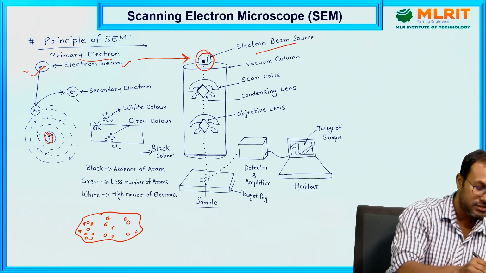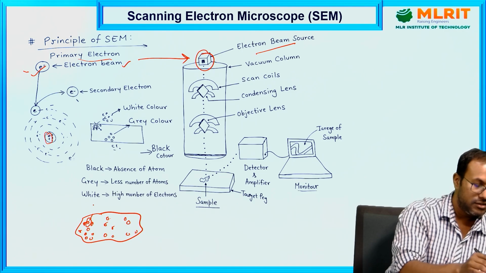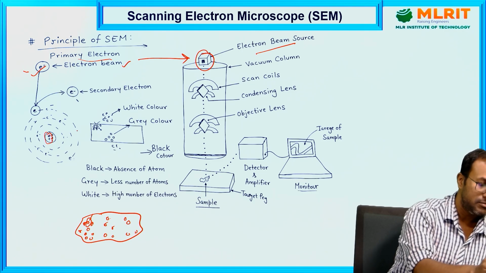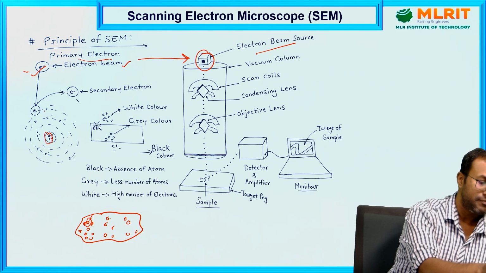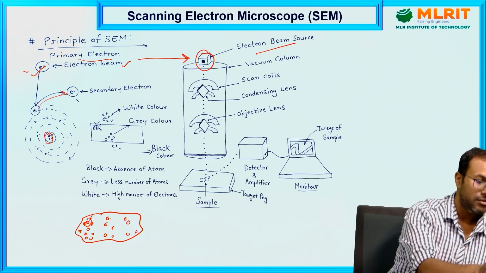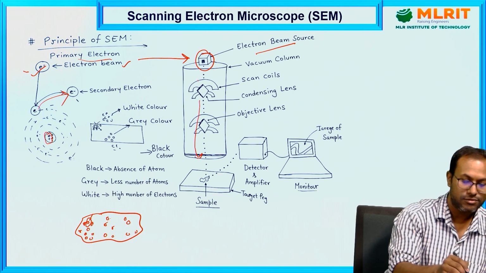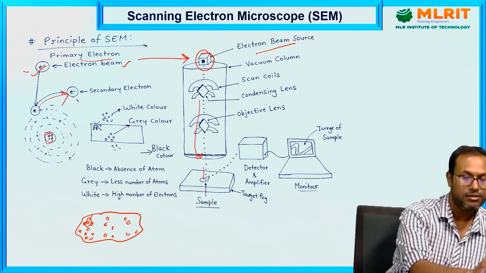Now suppose one of the atoms is there, okay, this is the atom we target. It has a nucleus, and electrons revolving on different orbits. Now these primary electrons come and fall on this atom, and after absorbing them, electrons come out, okay. So the primary electrons come, pass through the lens, fall on the sample, and after that the electrons that come out are secondary electrons.